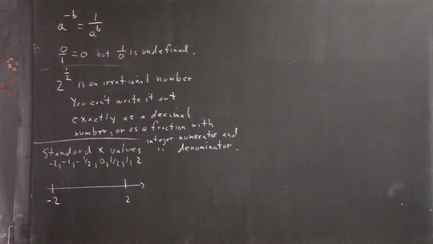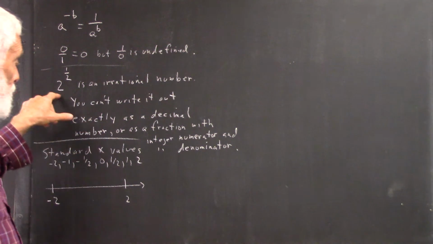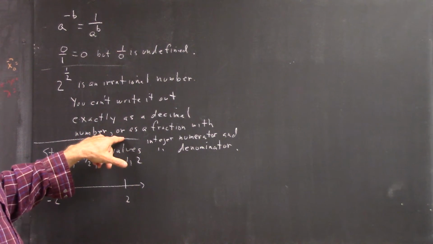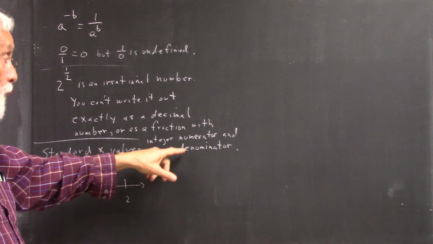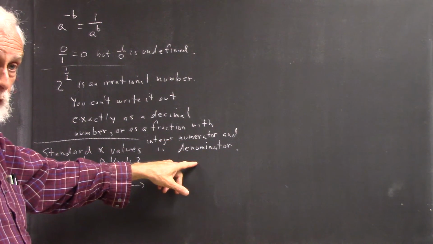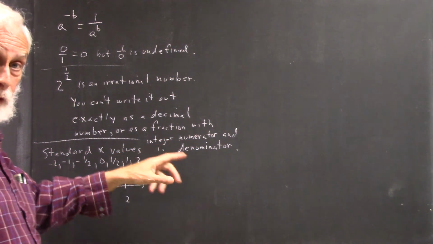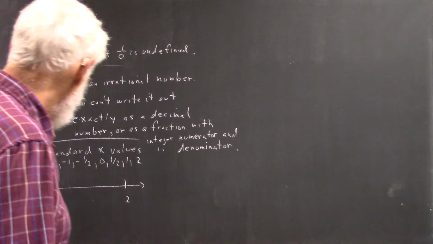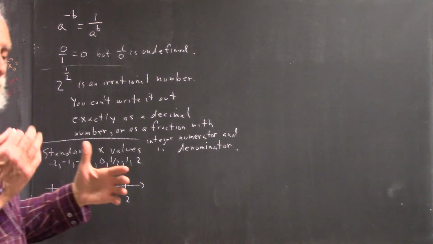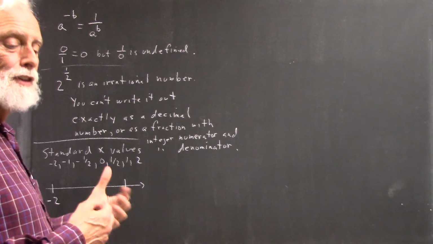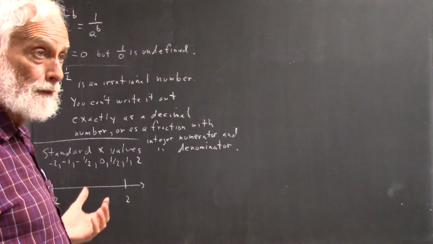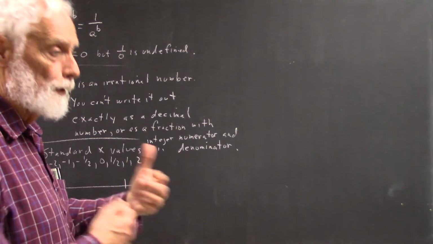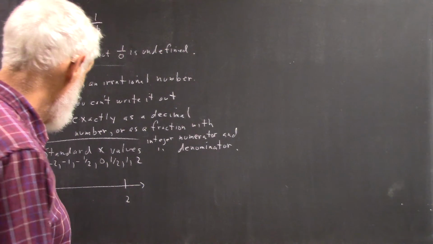Okay, so you can't write 2 to the 1/2 as a decimal number. You can't write it as a fraction with an integer for the numerator and an integer for the denominator. An integer means like a positive or negative whole number, or 0. Just like -5, 2, 0, 17, -400. Those are all integers. If you got a fractional part or a decimal part, it's not an integer anymore.